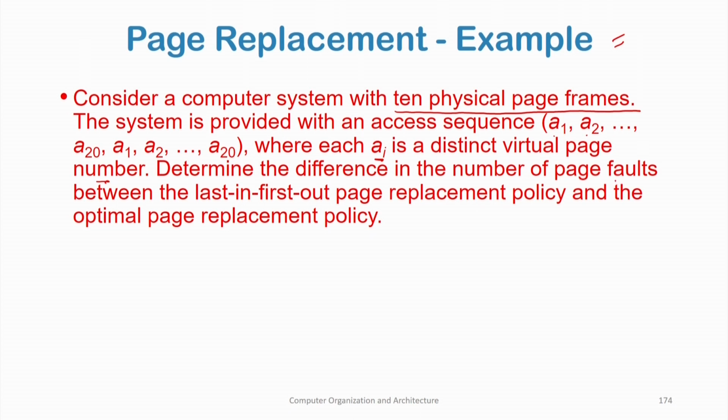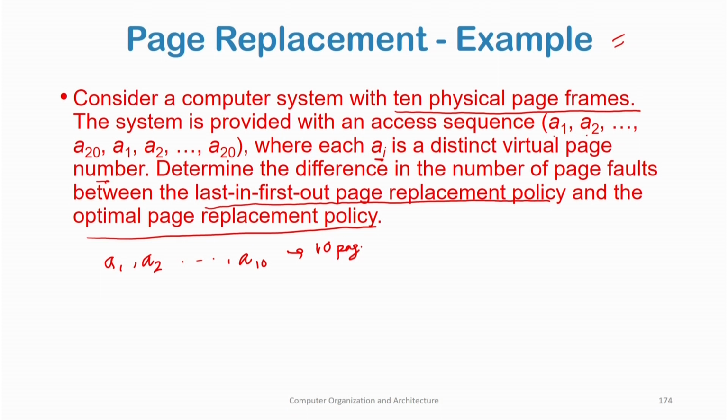Determine the difference in the number of page faults between the last in first out page replacement policy and the optimal page replacement policy. So let us first see what will happen in the last in first out page replacement policy. I have 10 physical page frames. So A1, A2, up to A10 will result in compulsory misses. So 10 page faults.